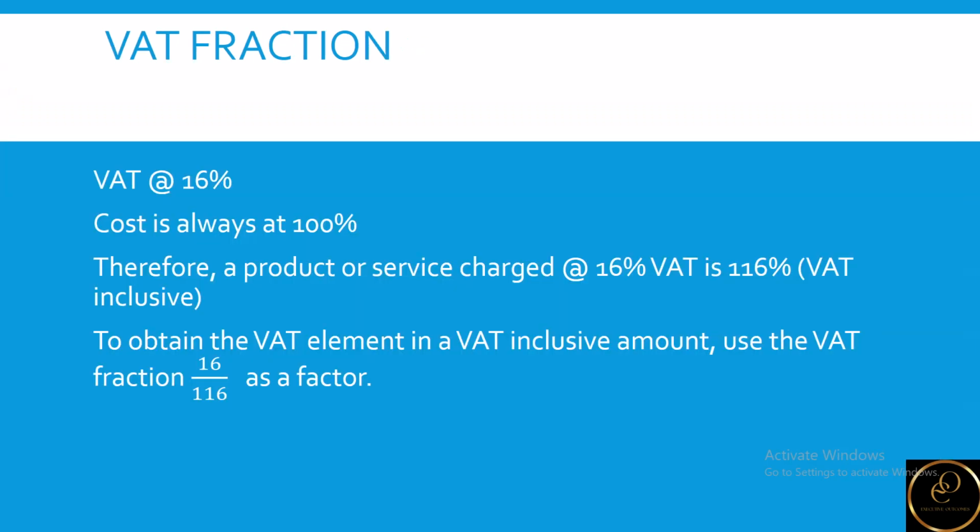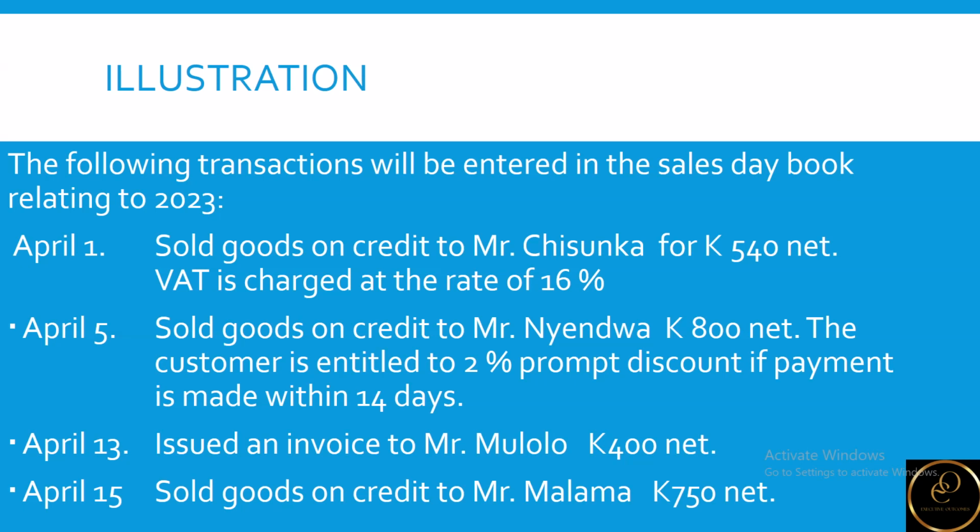Let's look at the next transaction, which took place on the 5th of April, where goods were sold on credit to Mr. Nyendwa for 800 kwacha net. The customer is entitled to 2% prompt discount where payment is made within 14 days. So let's look at how this is captured in the table.